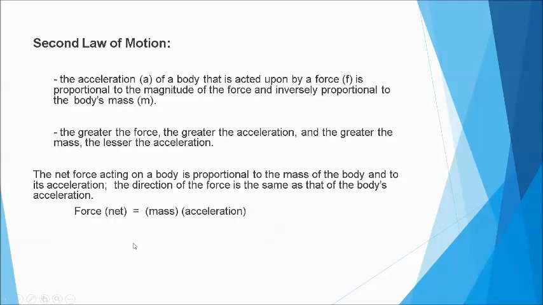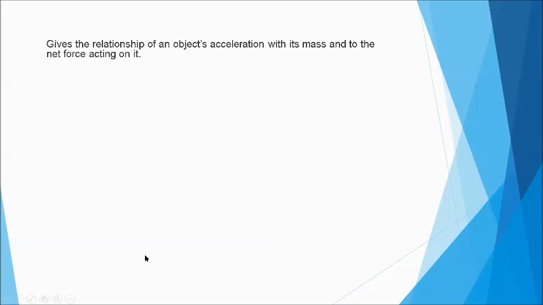So, in equation, the relationship could be expressed this way. The net force is equal to the mass times the acceleration. In symbol, we have F equals M times A, where F is the net force, M is the mass, and A is the acceleration. So second law, therefore, gives a relationship of an object's acceleration with its mass and to the net force acting on it. So yun yung binibigay ng second law of motion.